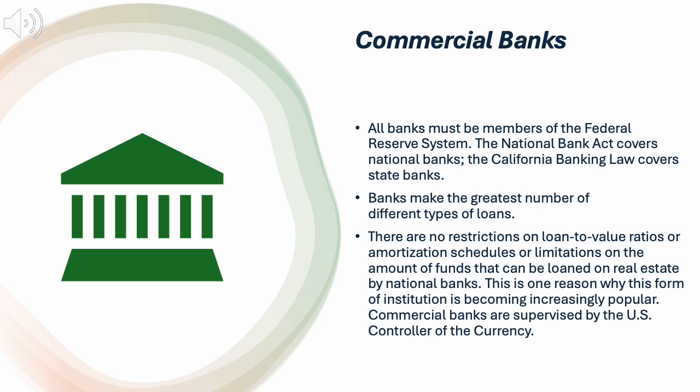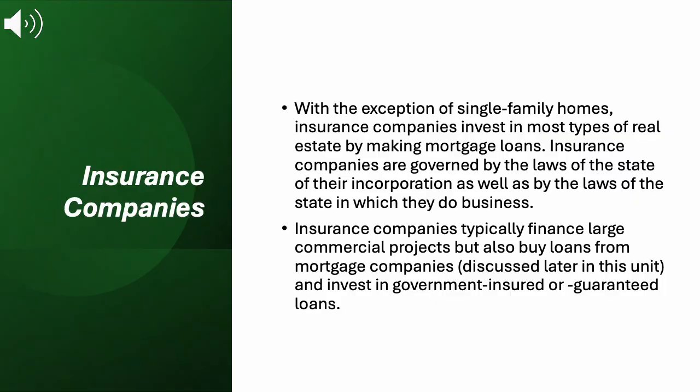Commercial banks are supervised by the U.S. Comptroller of the Currency. Insurance companies. With the exception of single-family homes, insurance companies invest in most types of real estate by making mortgage loans. Insurance companies are governed by the laws of the state of their incorporation as well as by the laws of the state in which they do business. Insurance companies typically finance large commercial projects, but also buy loans from mortgage companies, discussed later in this unit, and invest in government-insured or guaranteed loans.